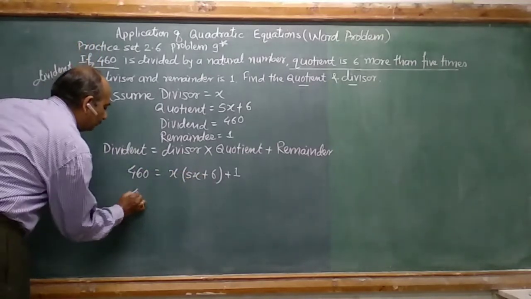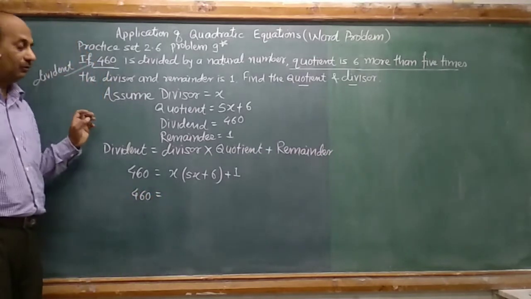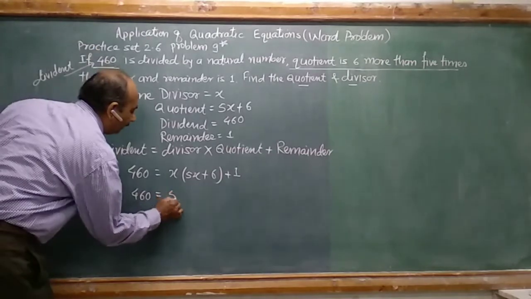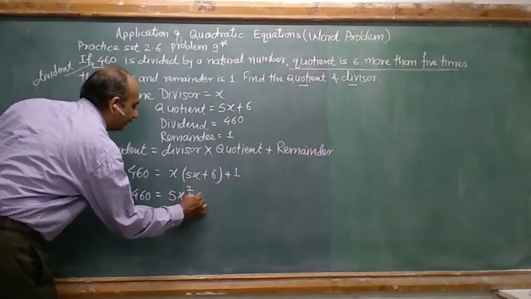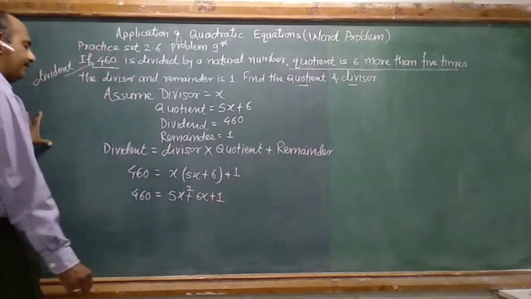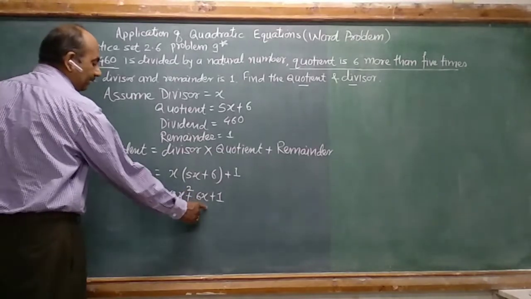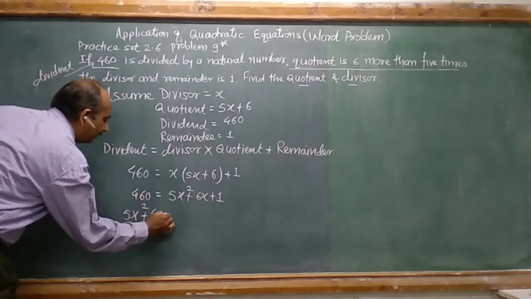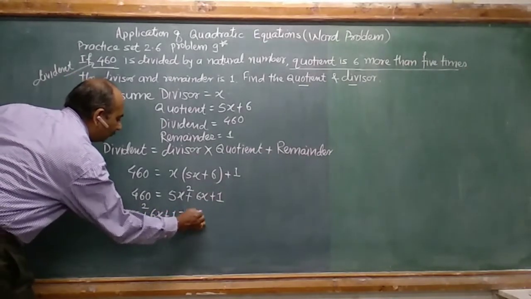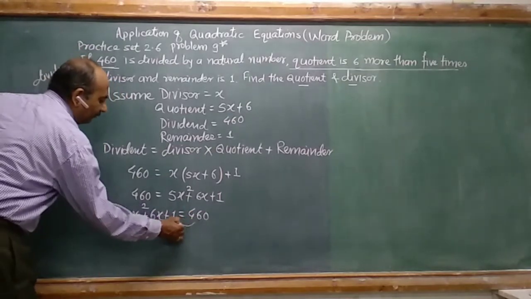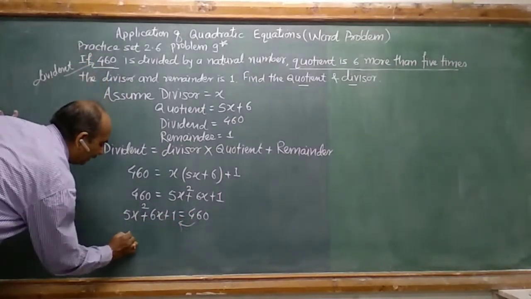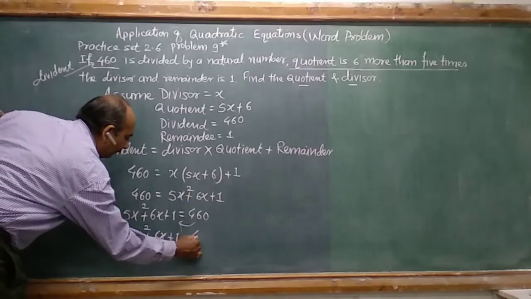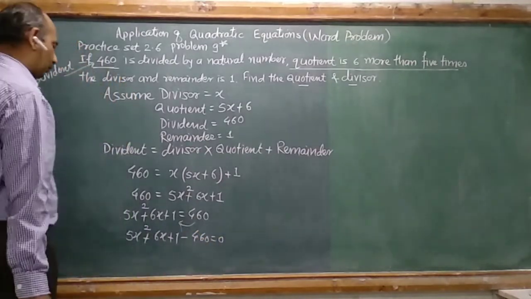So this is equal to 460 is equal to 5x square plus 6x plus 1. Now bring this here. So what you will get? 5x square plus 6x plus 1 is equal to 460. Now transfer this 460 to the LHS. You will get 5x square plus 6x plus 1 minus 460 is equal to 0.